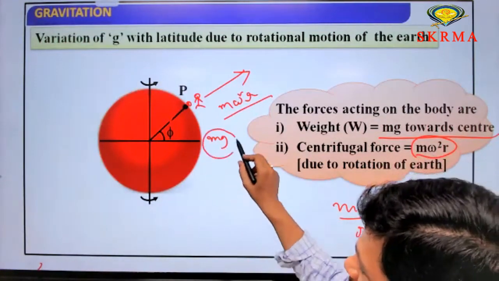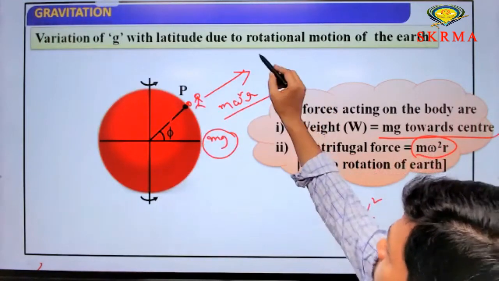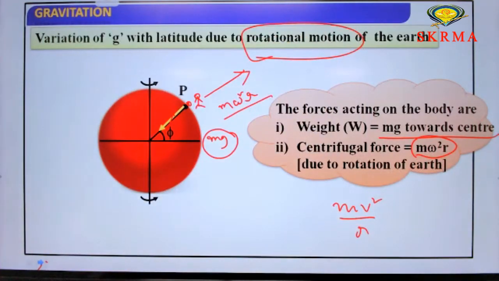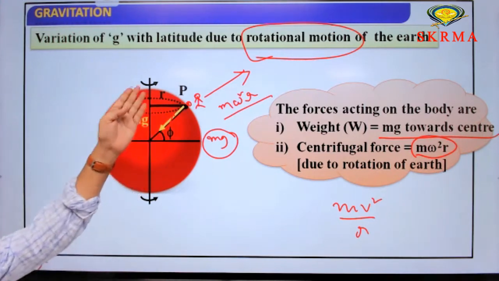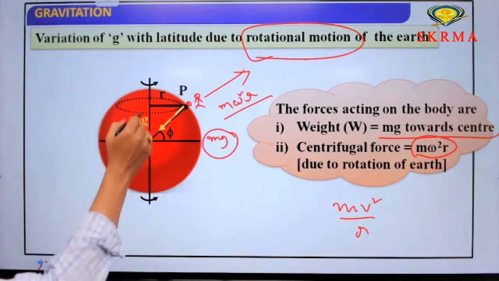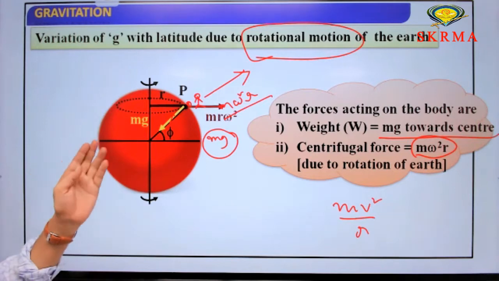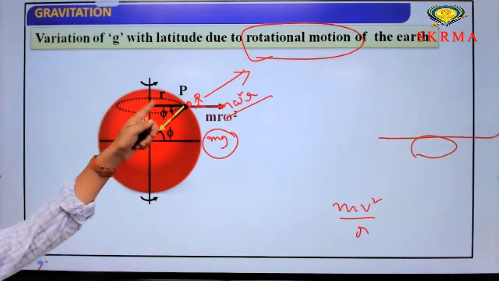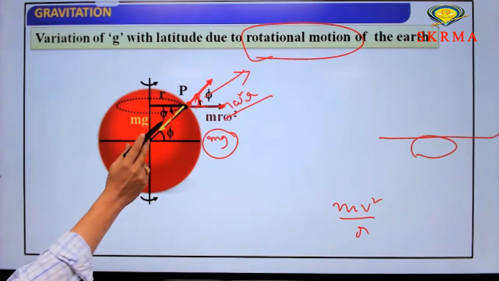So mg is somewhat affected by this m omega square r, due to the spinning or rotational motion of the Earth. If you obtain this equation, you can obtain it like this. At some latitude, we consider r as the distance from the axis of rotation. This is the axis of rotation, and there is r distance. In such a case, m r omega square acts away from the center of this latitude. If this is phi, this is also phi, because these are two adjacent angles.